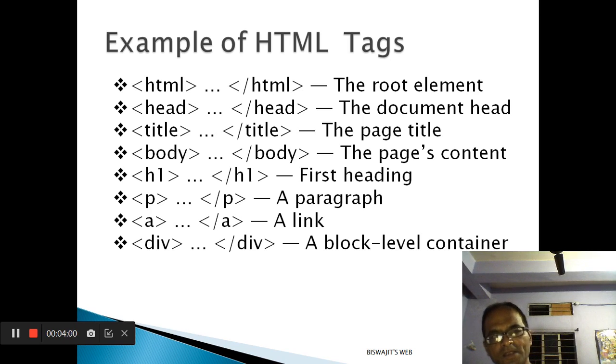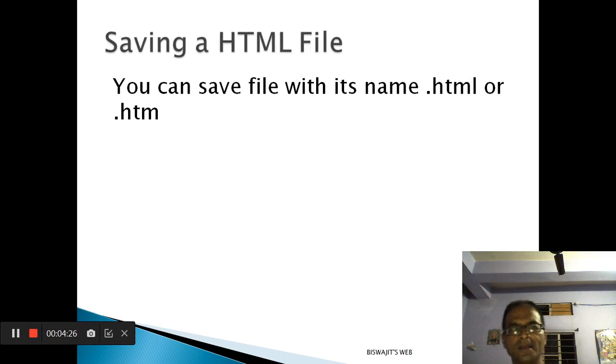These are the examples of some HTML tags. HTML, then closing HTML. Basically, it's termed as a root element because each and every HTML document has to be started with an HTML tag and closed by a closing HTML tag. Similarly, we have the head, title, body, H1, P, A, div, and many more. You have to save an HTML file with the extension .html or .htm.